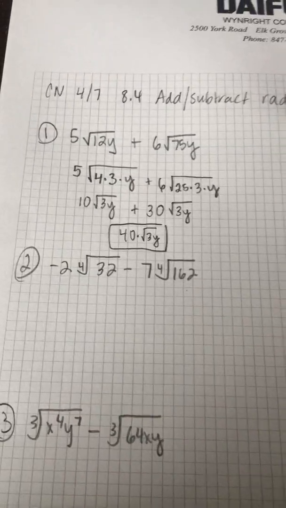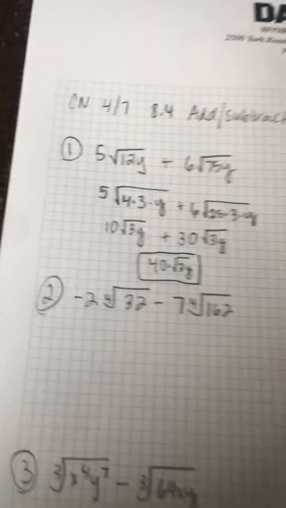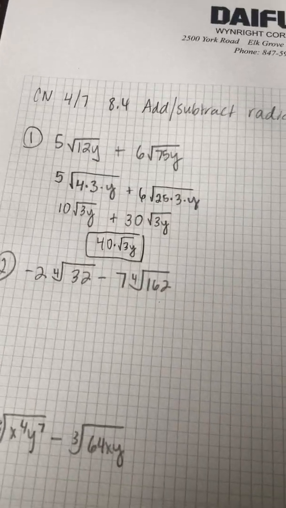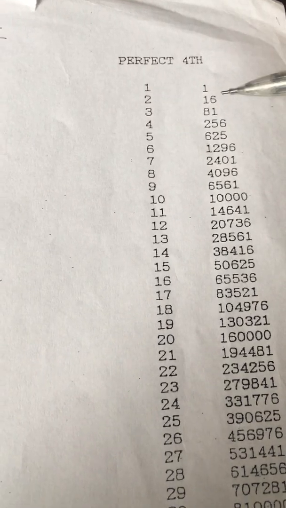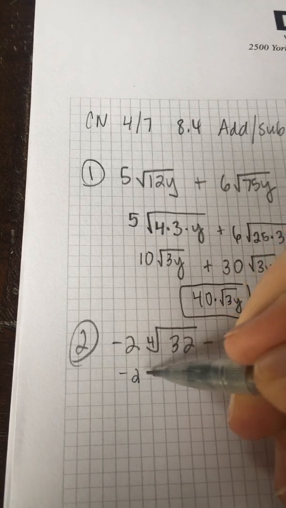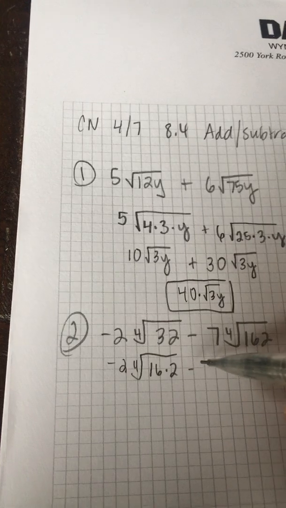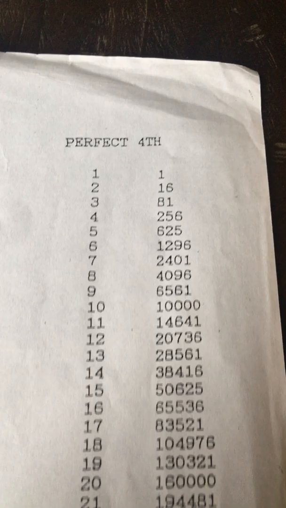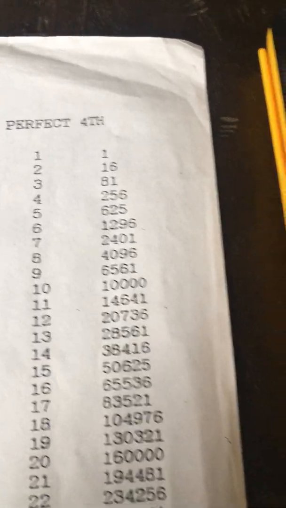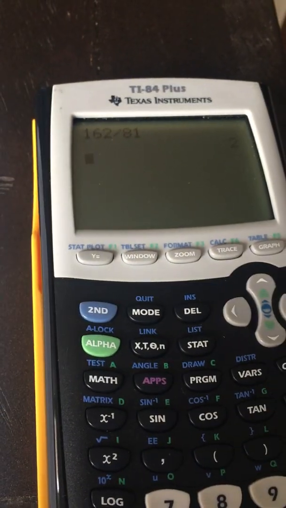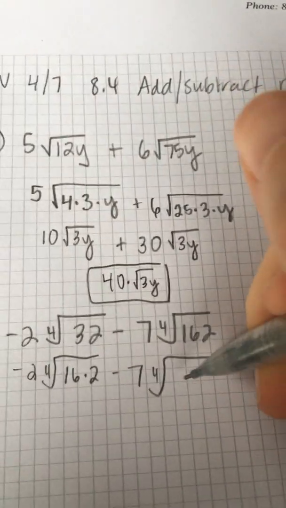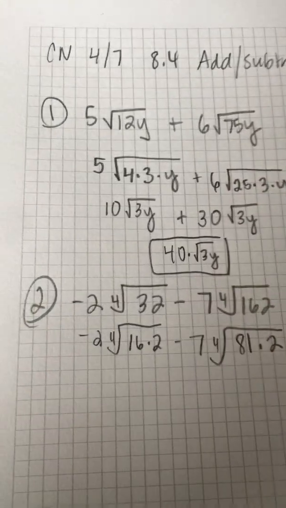Okay, 4th roots. We use the power sheet for 4th roots because we're less familiar with that. Finding the biggest perfect fourth that goes into 32, it's going to be 16. I'm going to break that up, keeping the negative 2 outside, the 4th root, and I'm going to write it as 16 times 2. Minus, keeping the 7 on the outside and working with 162. Seeing if 81 goes into 162, and it does, 81 times 2. So I'm going to rewrite this as 81 times 2.